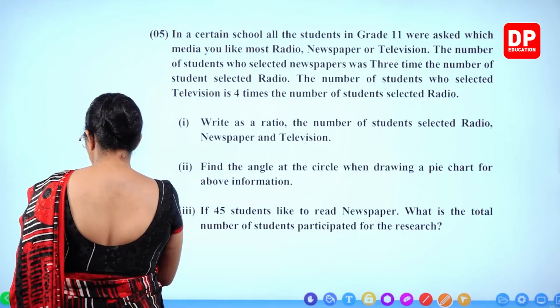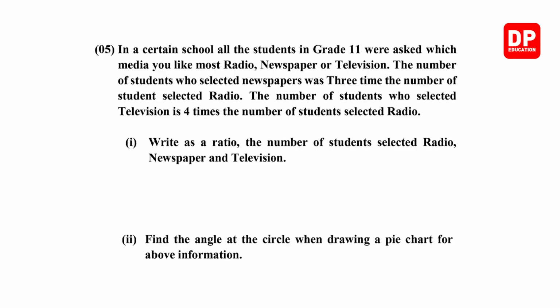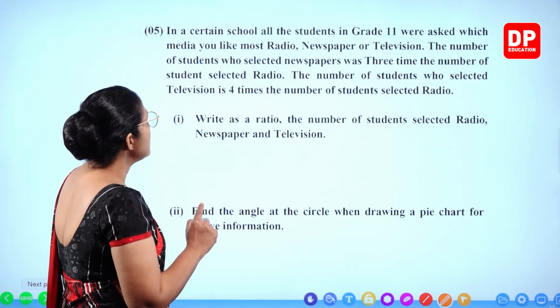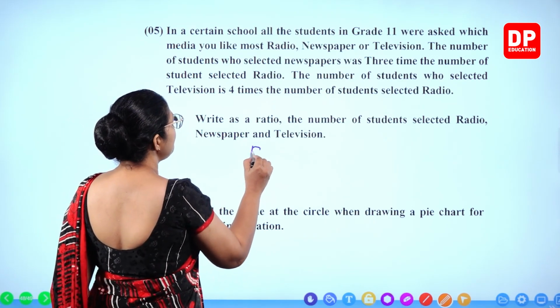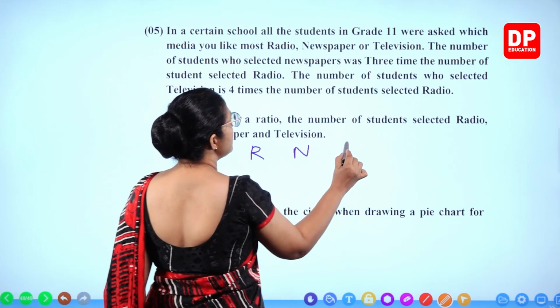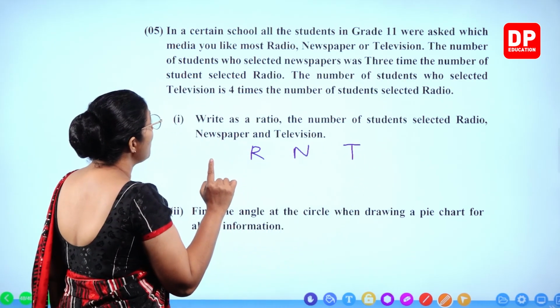This is about ratio. In a certain school, all the students in grade 11 were asked which media they liked most: radio, newspaper or television. The number of students who selected newspapers was 3 times the number of students who selected radio. The number of students who selected television is 4 times the number of students who selected radio. Write as a ratio the number of students who selected radio, newspaper and television.